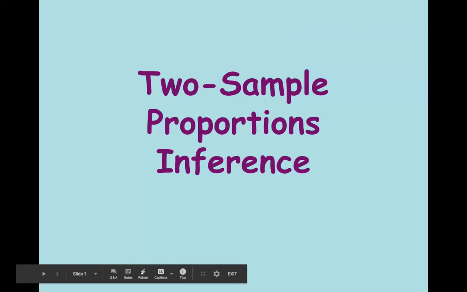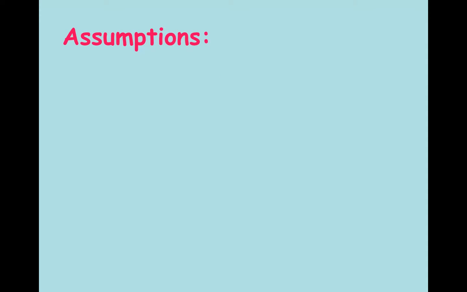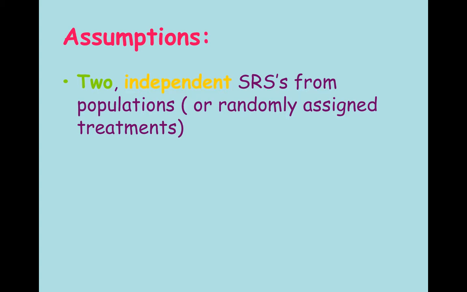Okay, so we're looking at two sample proportion inferences. We know what an inference is. We want to be able to draw a conclusion based on information given to us. So we start with our conditions, the things that must be true. And of course, we must have two independent simple random samples from populations or randomly assigned treatments.